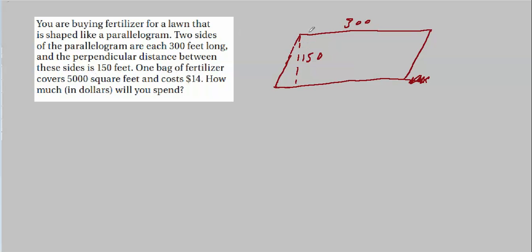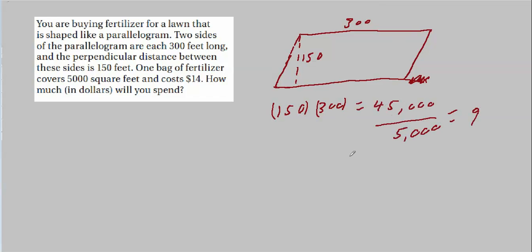So what is the area here? 150 times 300. And 3 times 15 is 45 with a bunch of zeros after it, right? So we get 45,000. What we have to do now is divide this by the size of a super acre. And that equals 9, doesn't it? Yeah, all these things cancel. 5 into 45 is 9.